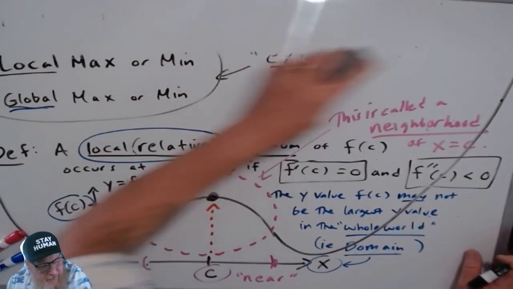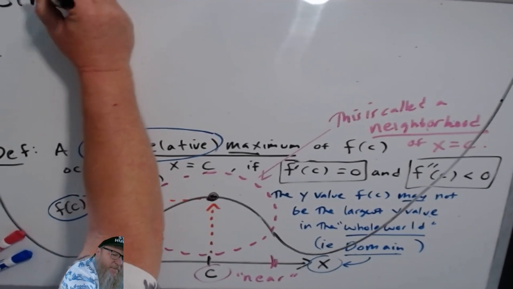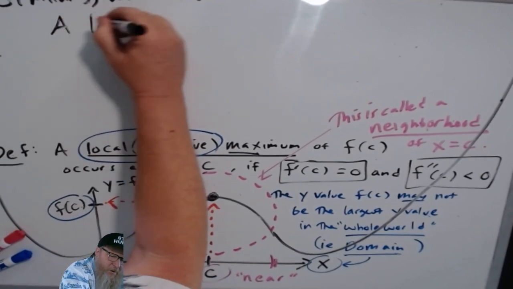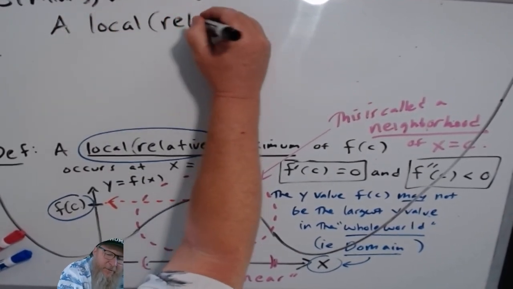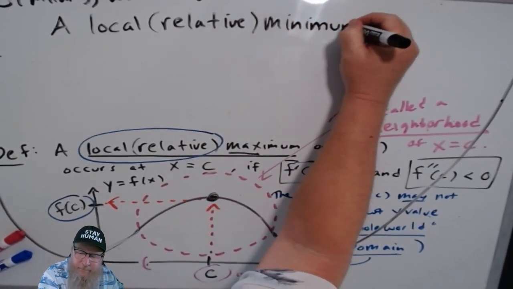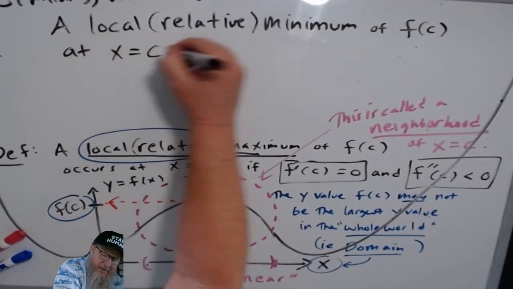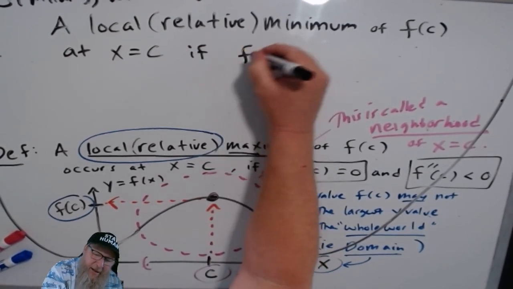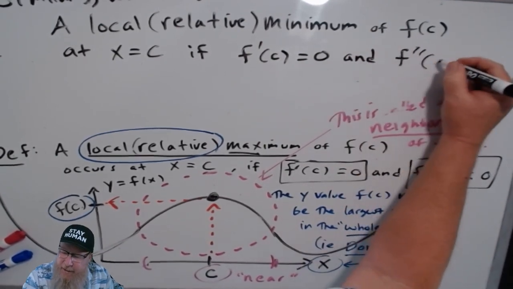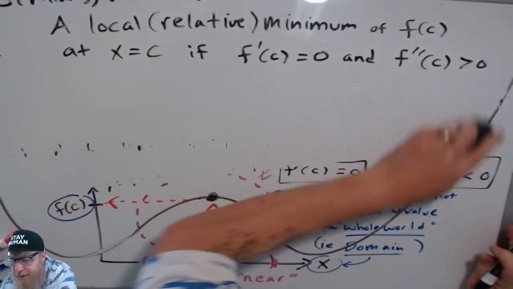All right. Similarly, we define a local or relative minimum of f of c at x equals c if, well, f prime still has to be 0, but the second derivative would then be greater than 0. And all you have to do is turn this picture upside down.